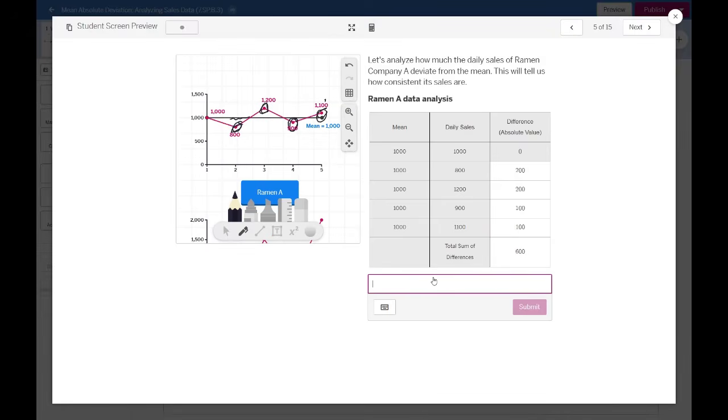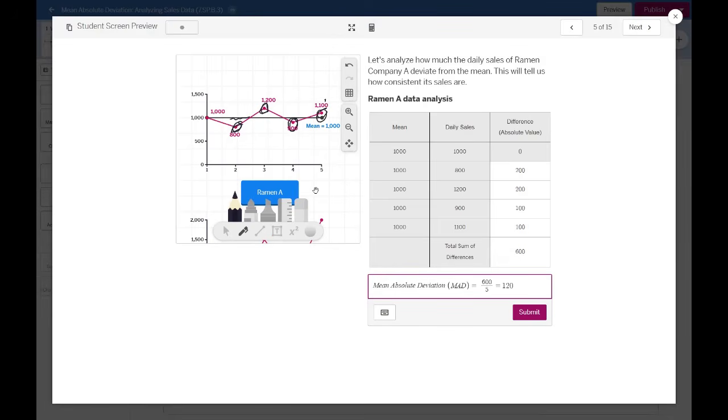So how can we even it out? We need to divide the total differences by the total number of data that we have, which gives us 120. Now, what do we mean by this 120? The 120 is our mean absolute deviation for the Ramen A company, or the MAD.